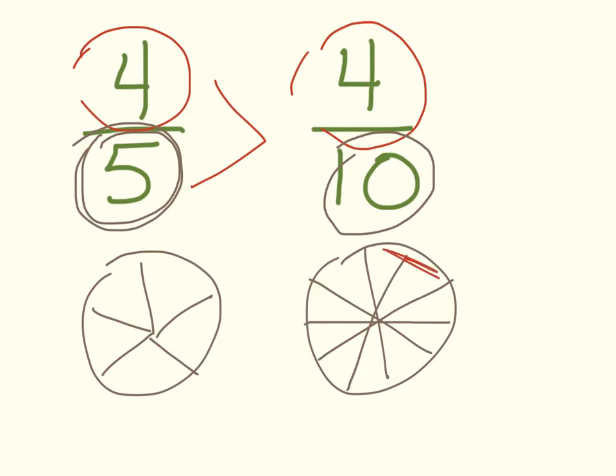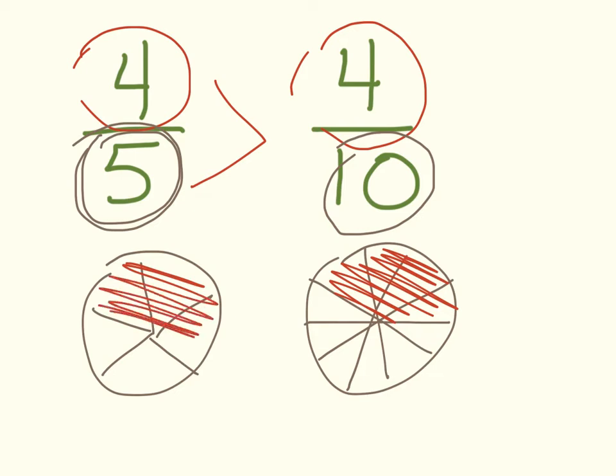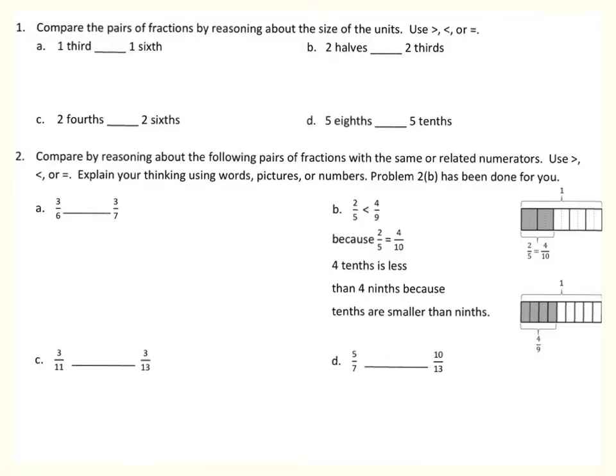So 4 are shaded here and 4 are shaded here. And look at how much more pizza on the left has been shaded than this little bit here on the right. So you can compare with numerators, and it tells you how big the pieces are that were taken. So on the first several problems, that's what they're asking you to do.